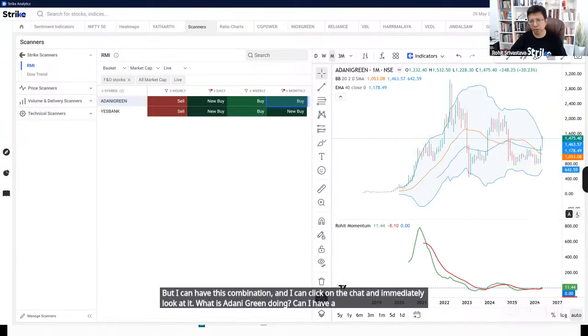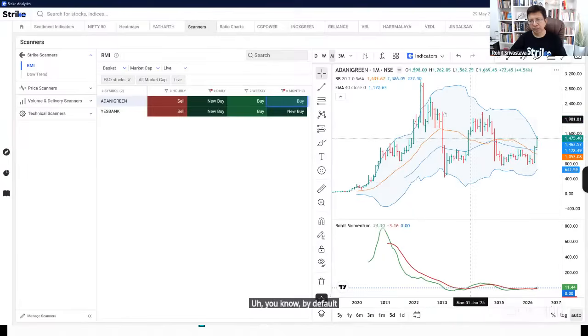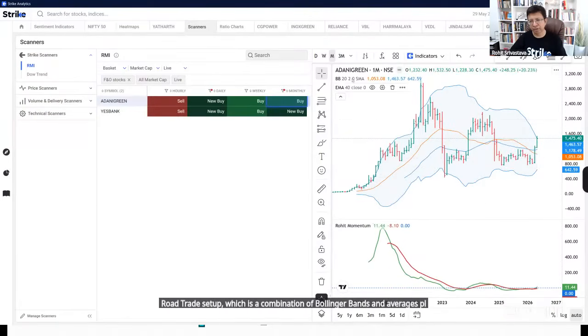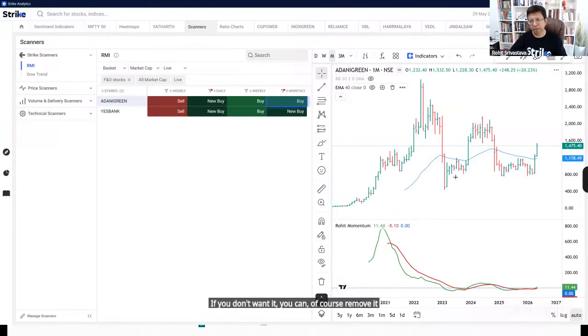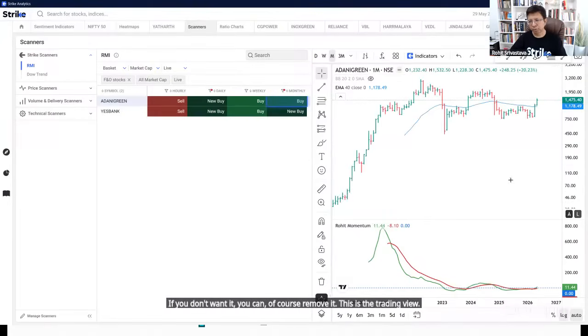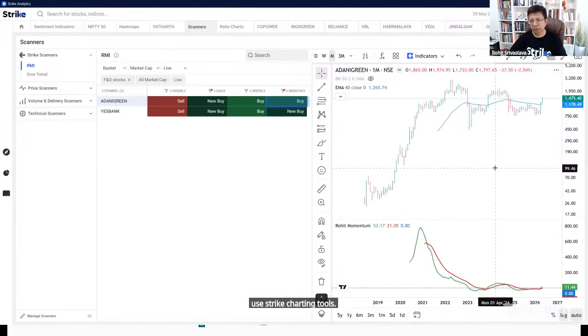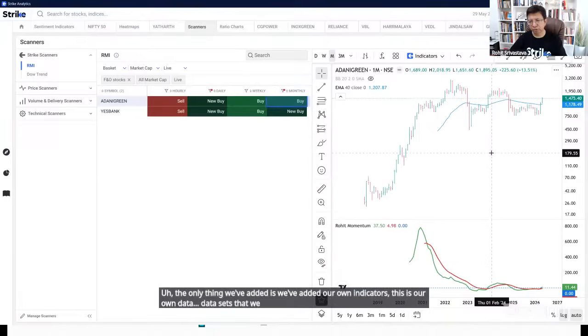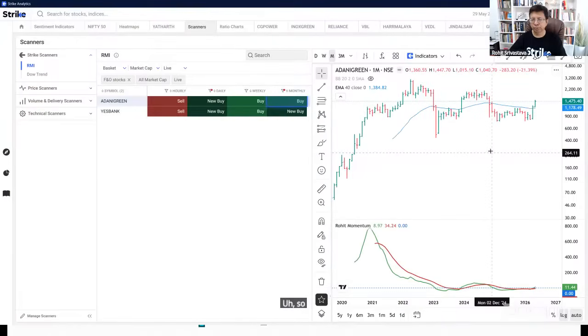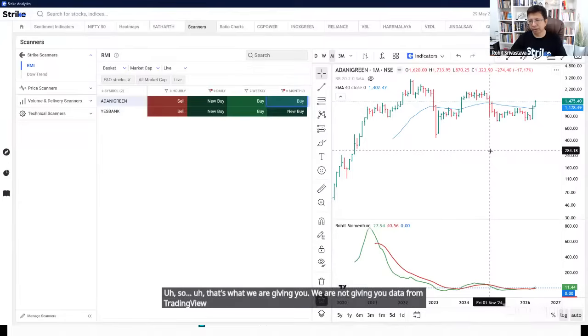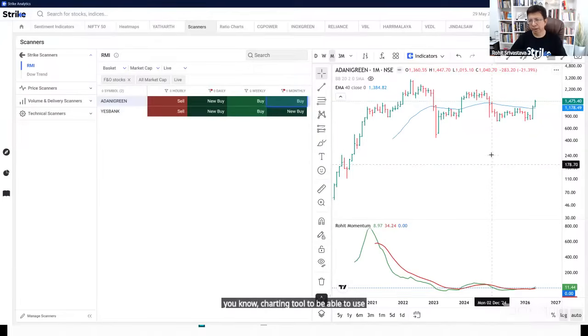I can have a log scale if you want. By default, you see the Rohit trade setup, which is a combination of Bollinger Bands and averages plotted on this. If you don't want it, you can of course remove it. This is the TradingView system. So if you know how to use TradingView, you know how to use Strike's charting tools. The only thing we've added is our own indicators. This is our own data sets that we have taken from NSE. That's what we are giving you. We are not giving you data from TradingView. We're basically giving you the TradingView charting tool to be able to use from their library.